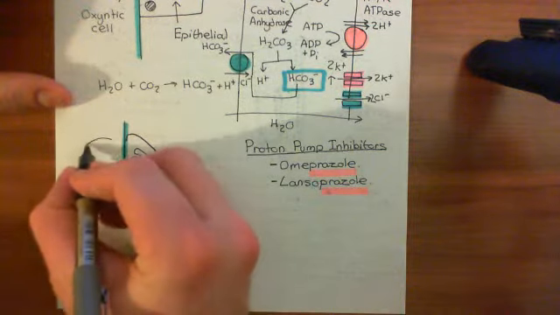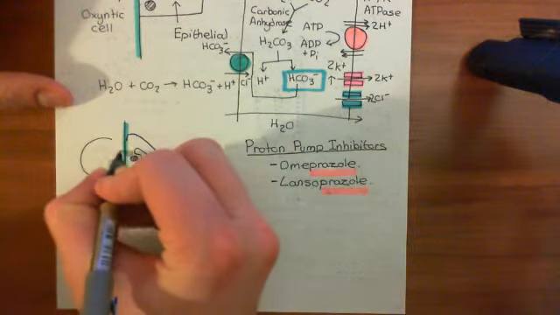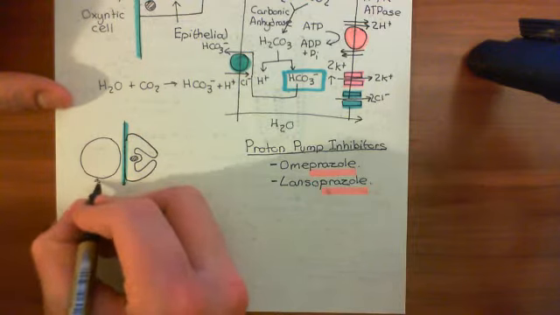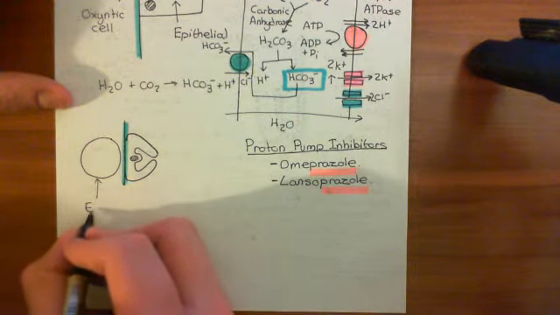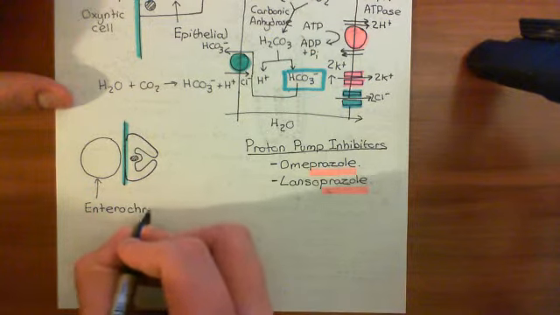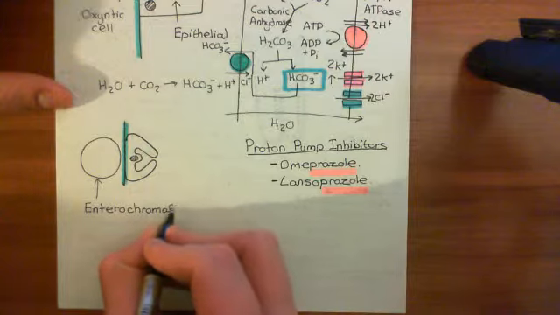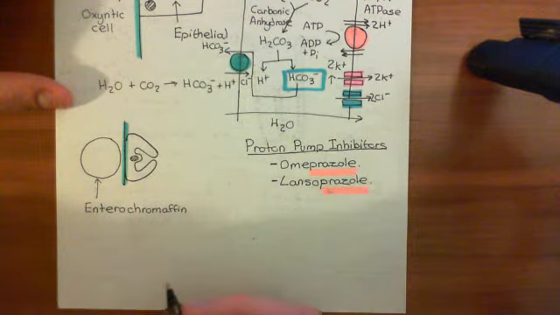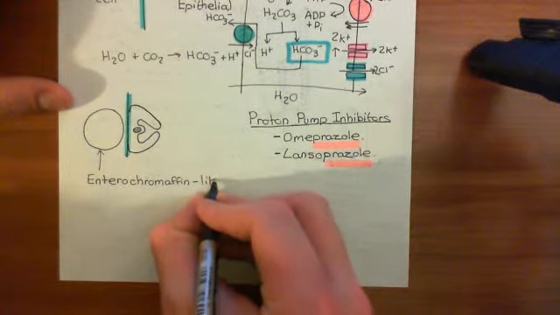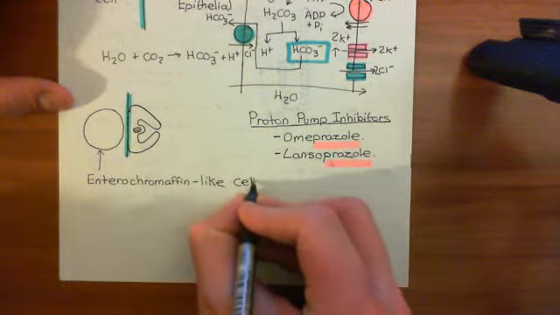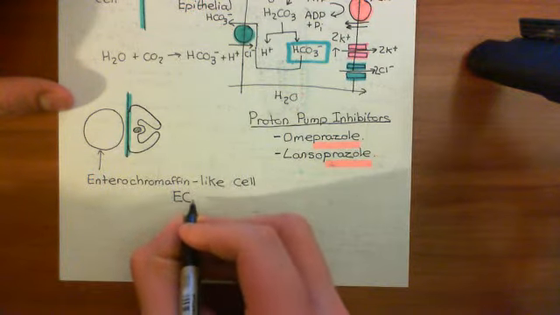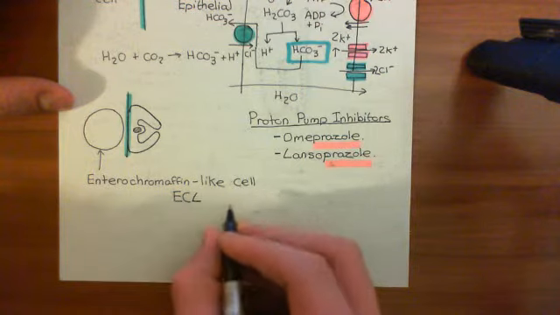So let me put this cell here. And they sit extremely close by the parietal cells. This cell is called an enterochromaffin-like cell, because they are similar to the enterochromaffin cells within the wall of the small intestine. So this is an enterochromaffin-like cell. And for short, enterochromaffin-like cells are often abbreviated to E for entero, C for chromaffin, L for like, so ECL cells.